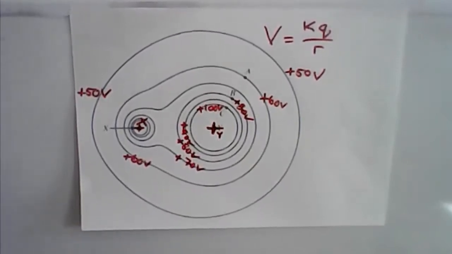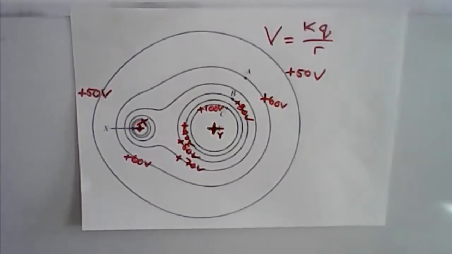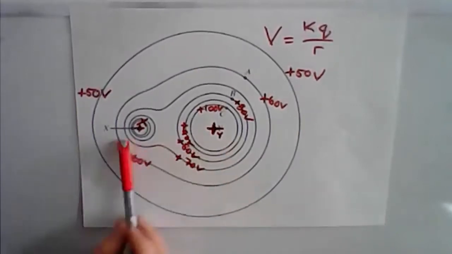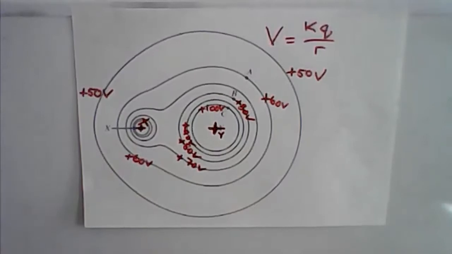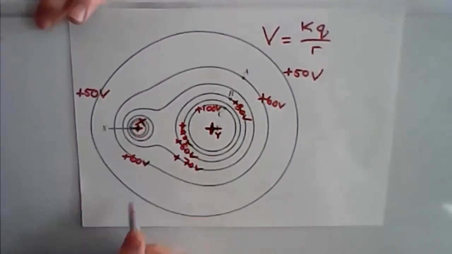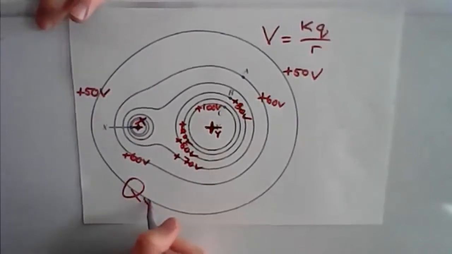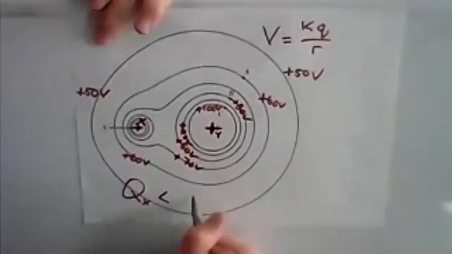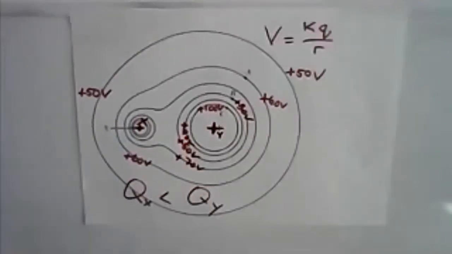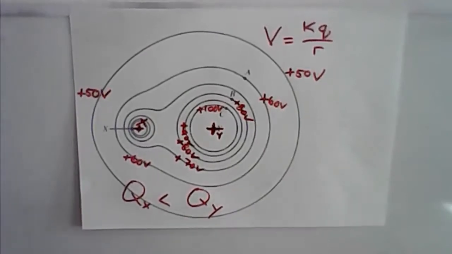Okay, so next they're asking us what the charges are in terms of signs. They're both positive, we decided that. We also agreed that the charge for X is smaller. So charge X is smaller than charge Y. Good. We've got that figured out. And we kind of spoke the explanation out.